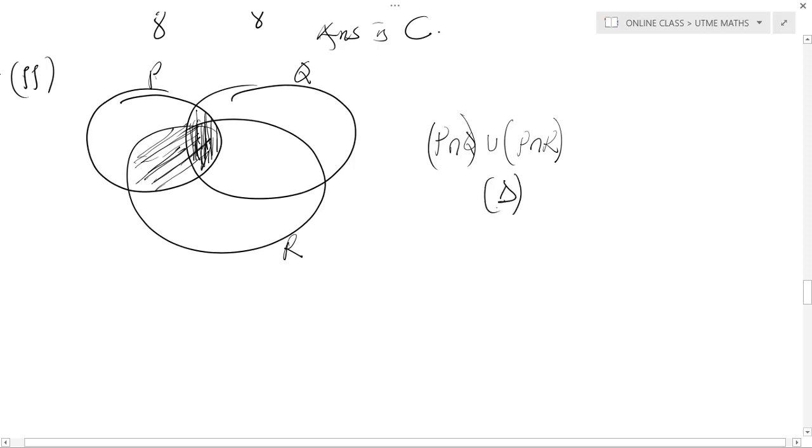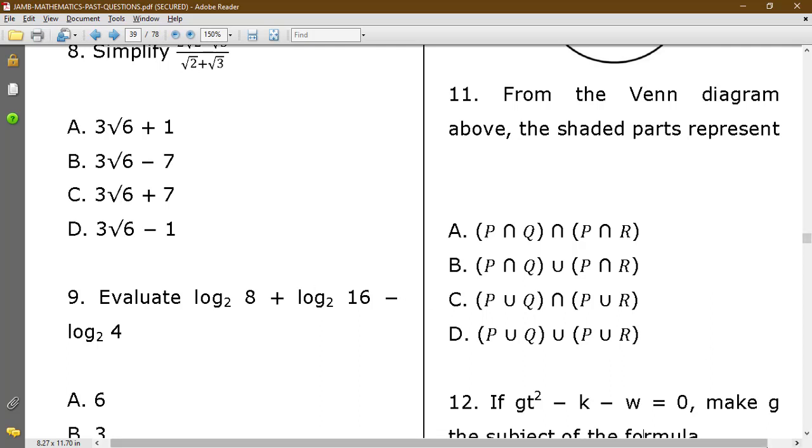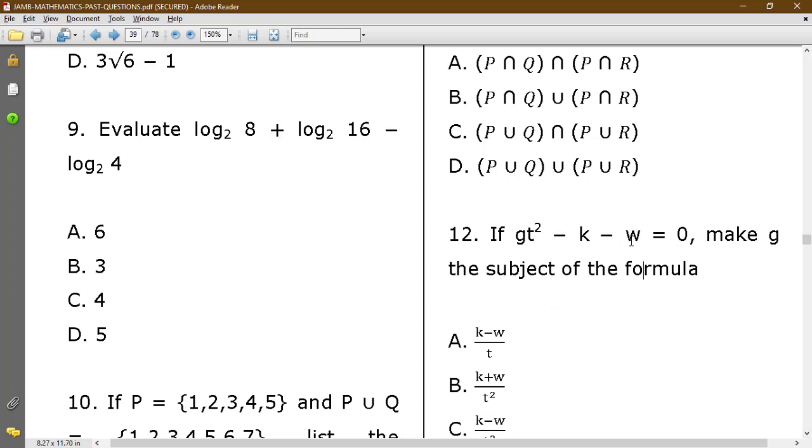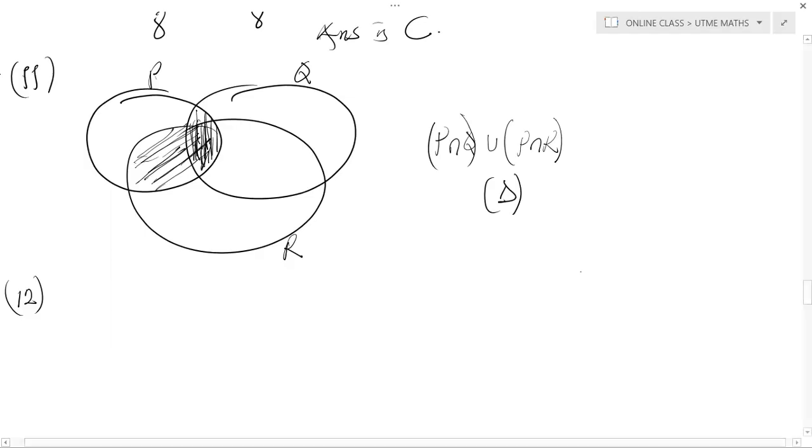Now next one, we are taking number 12 as the next question. So here, what do we have there? This one says that if gt squared minus k minus w equals 0, make g the subject of formula. So from this, we say that we have gt squared minus k minus w equals 0.